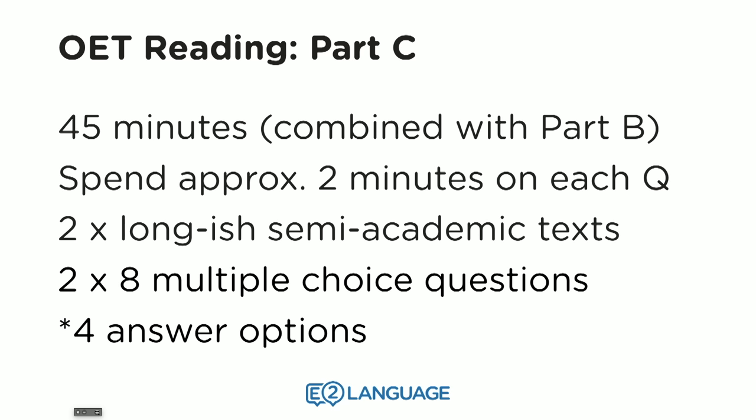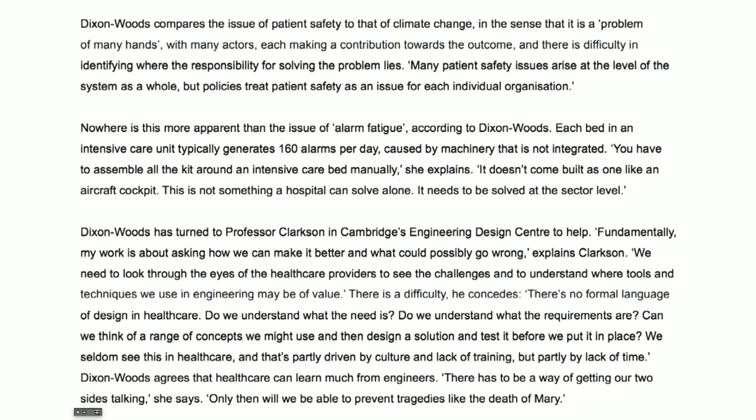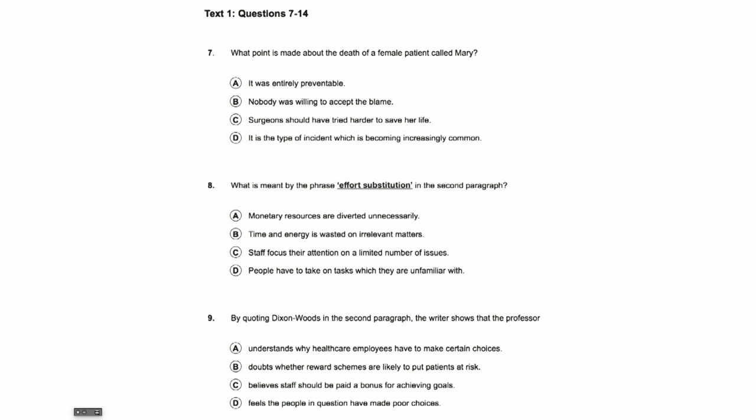Reading Part C consists of two longish semi-academic texts, and you'll get two sets of 8 multiple choice questions. Each question will have 4 answer options. So let me describe the test to you. This is what the paragraphs look like. You'll see that they are not labeled paragraph 1, 2, or 3. They are just paragraphs. And the questions look like this.